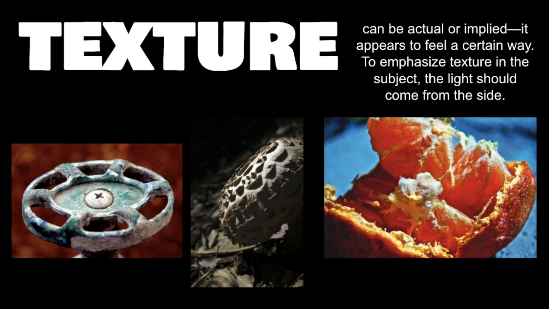A great element to explore in photography is texture. It can be actual or implied. It appears to feel a certain way. To emphasize texture in a subject, the light should come from the side. So that is a hint to help you out. Often the light coming from the side of a picture or the side of an object will help accentuate the texture.